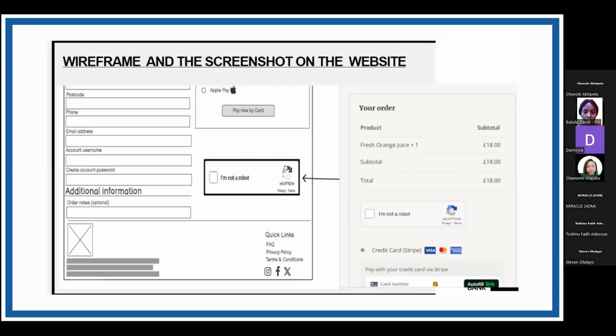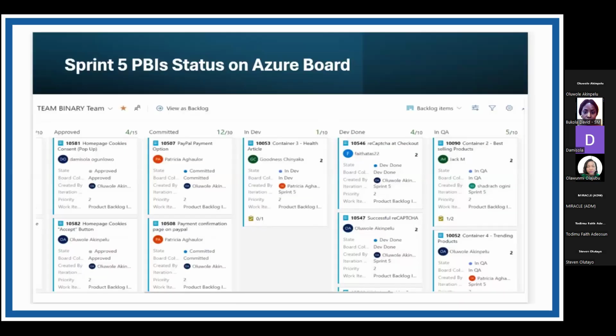Next slide. This is the wireframe and the screenshot on the website. This is basically what we ordered and what we got. Next slide. Sprint 5 PBI status. This is the status of our PBIs on the Azure board, showing the approved ones, the committed ones, the in-dev, the dev done and in QA.